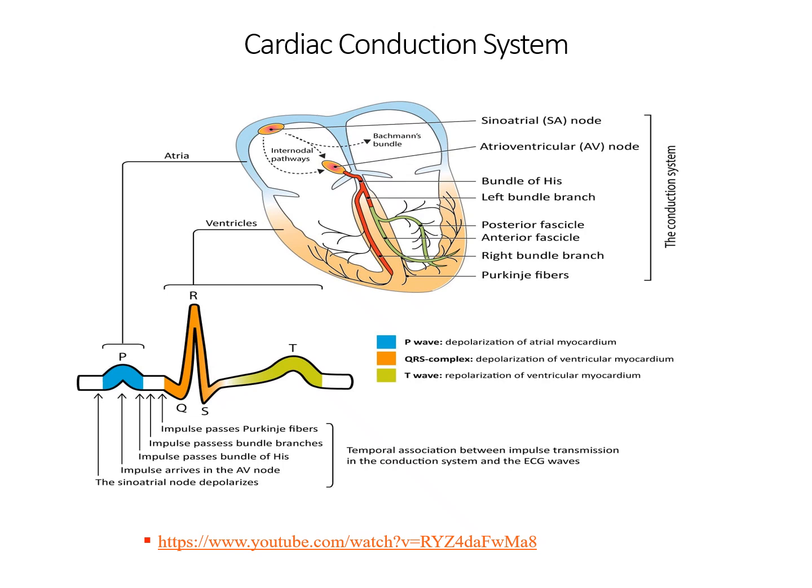Thirdly is the bundle of His. As the electrical impulse passes through the AV node, it travels down to the bundle of His, then splits into the right and left bundle branches. These paths deliver the impulse toward each ventricle, going down to the Purkinje fibers, which are the final conduction outlet. These Purkinje fibers rapidly spread the signal through the ventricular muscle, causing the QRS complex we see on the EKG. This is where the ventricles contract.